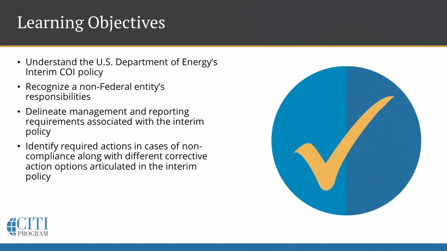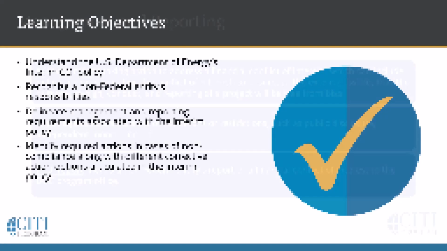The learning objectives today will be to understand the U.S. Department of Energy's interim COI policy, recognize a non-federal entity's responsibilities under that policy, delineate management and reporting requirements associated within the interim policy, and finally, identify required actions in cases of noncompliance, along with different corrective action options that are articulated within the interim policy.